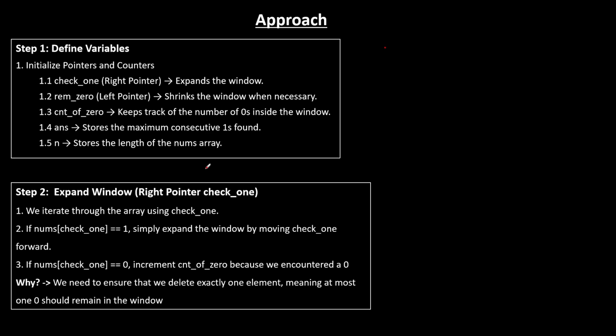Okay. Now let's go with the right pointer, which is j. Now what are we doing here? We are iterating through the array using j, and as soon as we encounter nums[j] as one, simply expand the window by moving j forward. Simple. Basically, j plus plus. That's all.